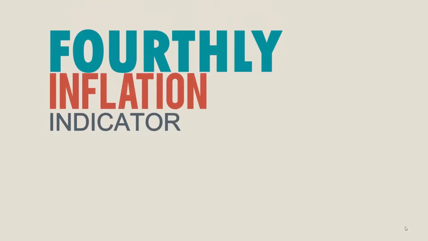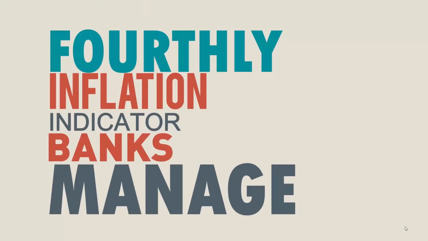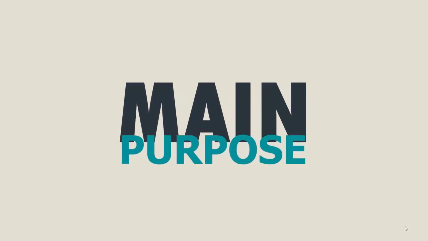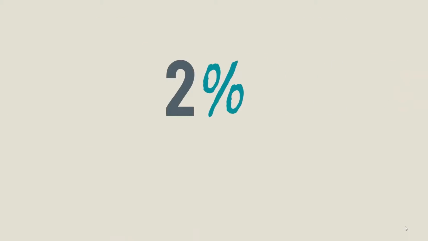Fourthly and lastly, we have inflation indicators such as the inflation rate. This is probably the most important indicator as central banks try to manage inflation by using interest rates. It measures how much the cost of goods and services are going up or down. Now, very often the main purpose of central banks is to ensure that the inflation rate may remain stable. For example, most developed nations aim for about 2% inflation.